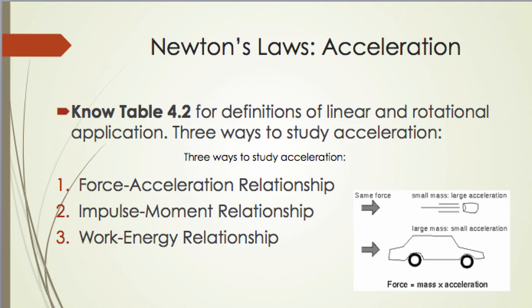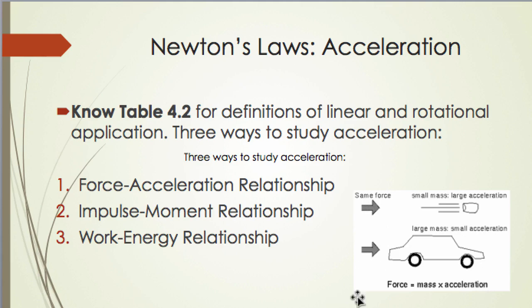There are essentially three ways to study acceleration, and that is looking at it from three different positions. One is a force-acceleration relationship, two is an impulse-momentum relationship, and three is a work-energy relationship. Of course, these are all inertia and mass dependent. If we have the force here at the arrow, they're identical. If this arrow was longer, that would mean that the force was greater. If the arrow were shorter, the force was less.